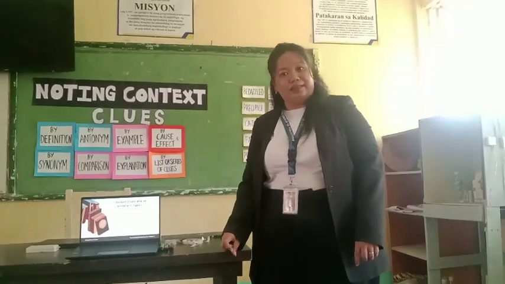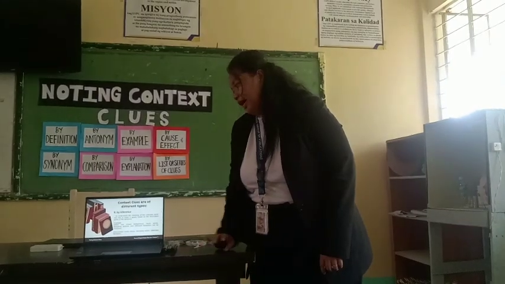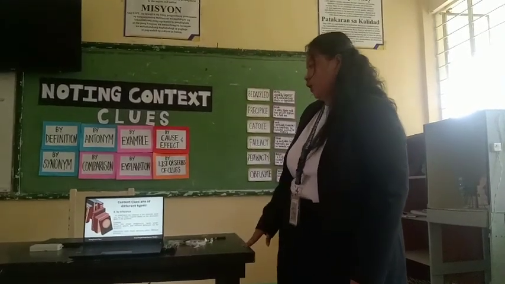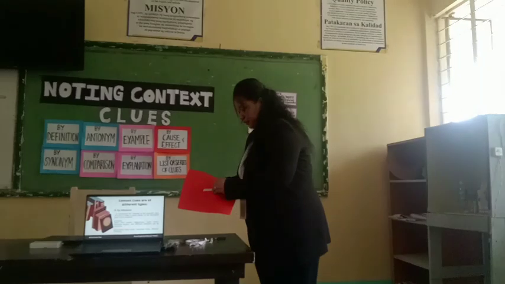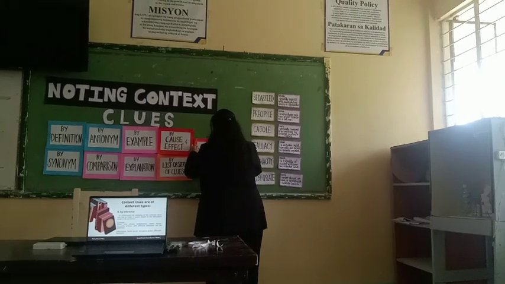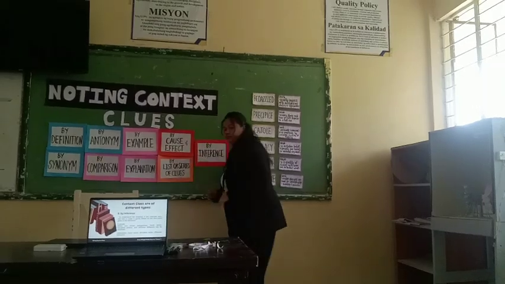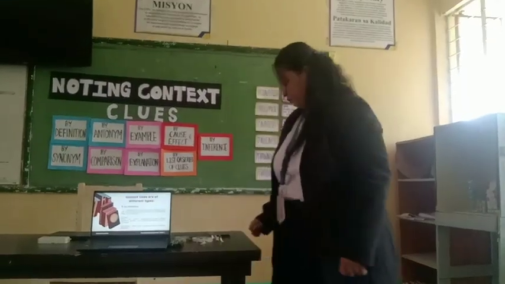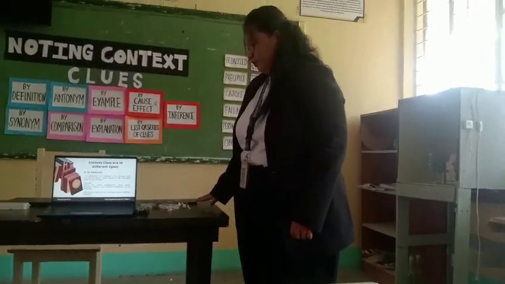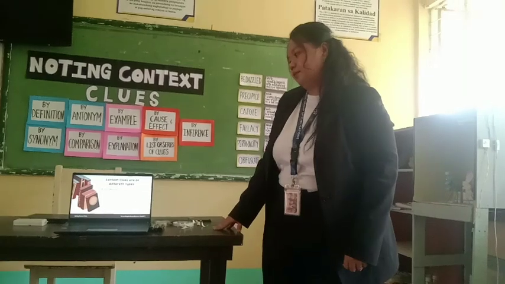So understand? Yes, ma'am. Okay, now let's move to our last type of context clues, by inference. So, Miss Levi, can you read? By inference, to understand the meaning of the unknown word, one has to make a guess based on the description given in the sentence. Example, when one shows belligerence, harsh words, destructive actions, and offensive behaviors can be observed.